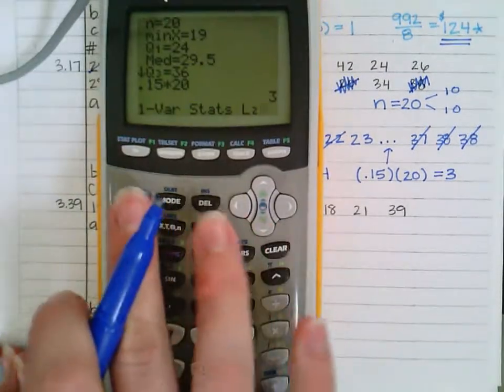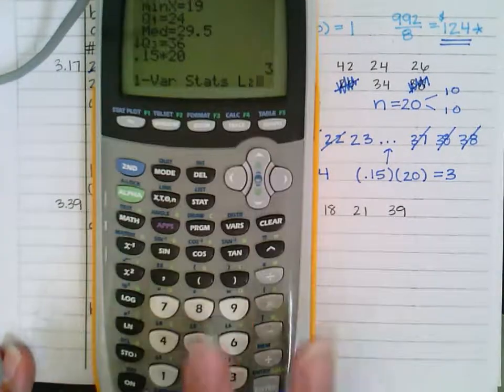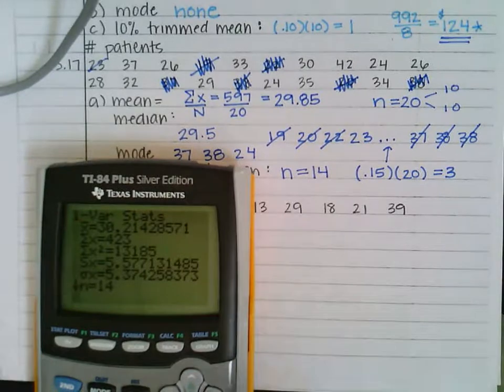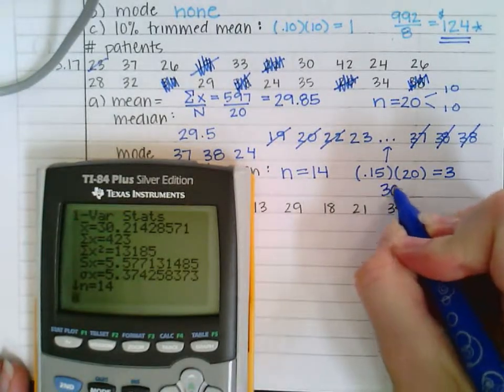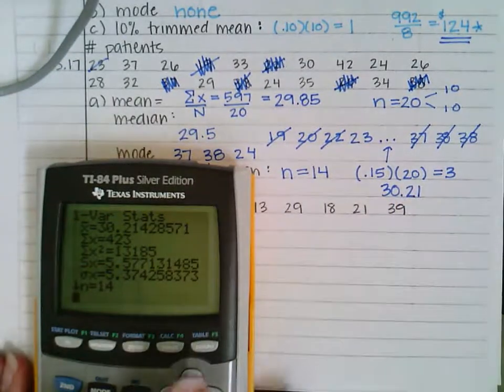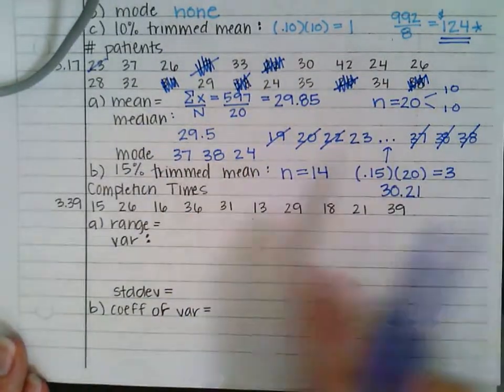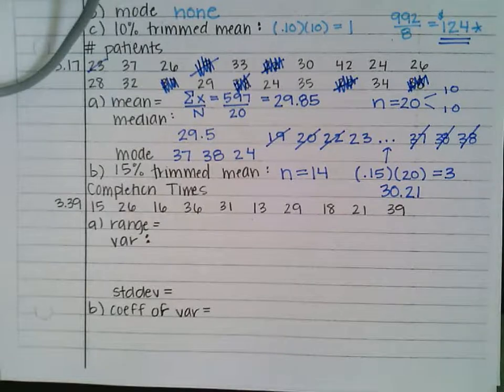And again, I got that by doing second and then 2. You can see the little blue L2. Okay, that's where that comes from, but it will find the mean for you. 30.21. Okay, pretty close. They're both 30, right? And that's because this data set doesn't really have any extremes.